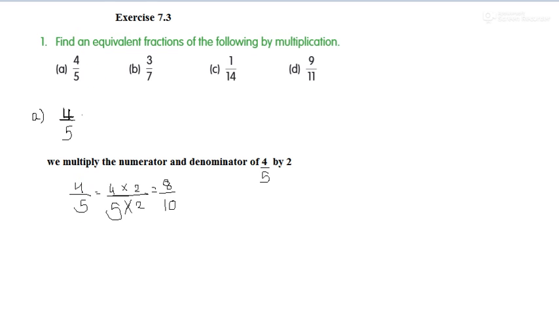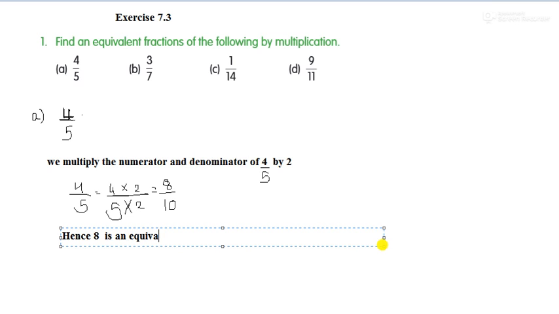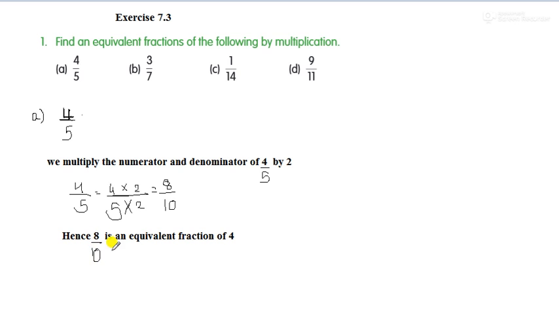So hence 8 by 10 is an equivalent fraction of 4 by 5. The next digit is 3 by 7. So we have to find out the equivalent fraction of 3 by 7.